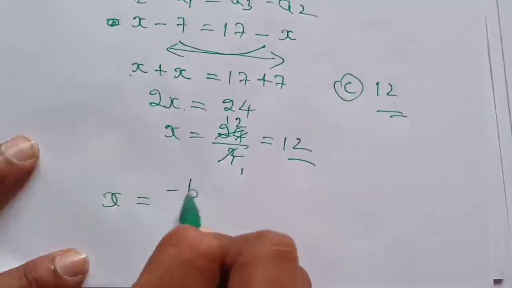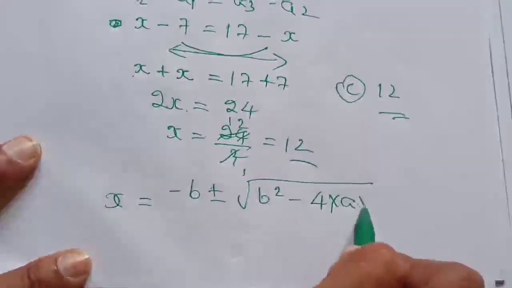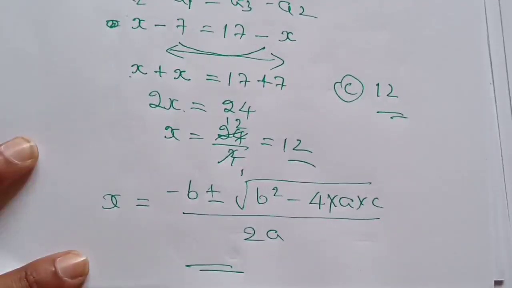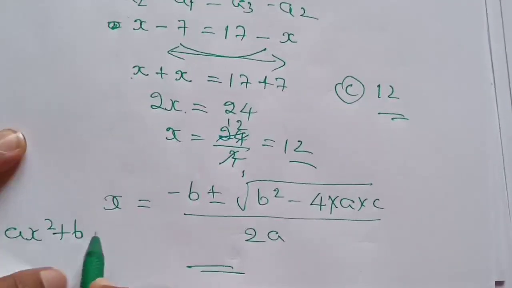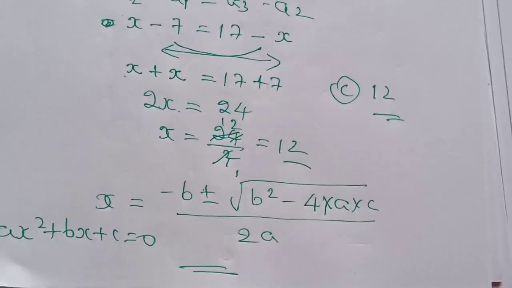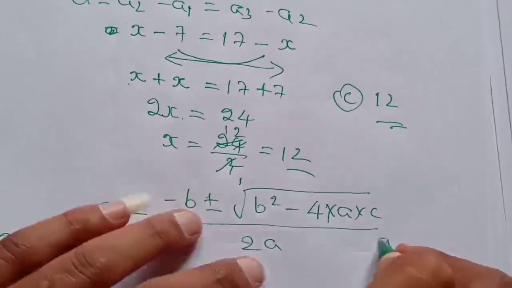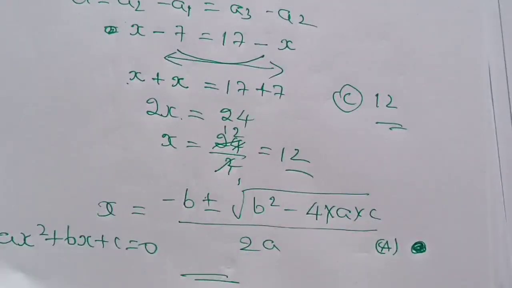So x equals minus b plus or minus under root of b square minus 4 into a into c, whole divided by 2a. Now this is the formula, right? So this will be the roots for the quadratic equation ax square plus bx plus c equals to 0. So that means which option is right? So minus b plus or minus square root of b square minus 4ac by 2a, the first option is correct. So you need to shade the first option. That means A, right?